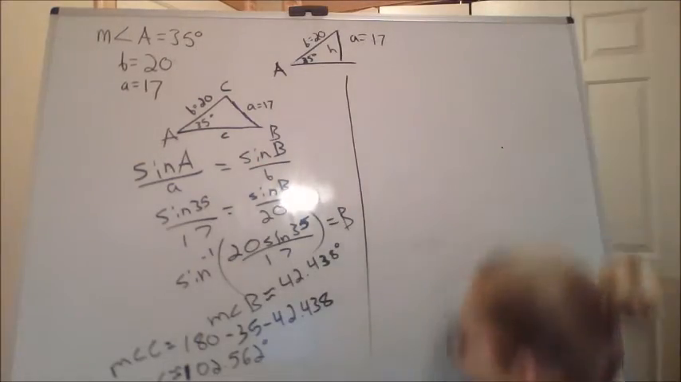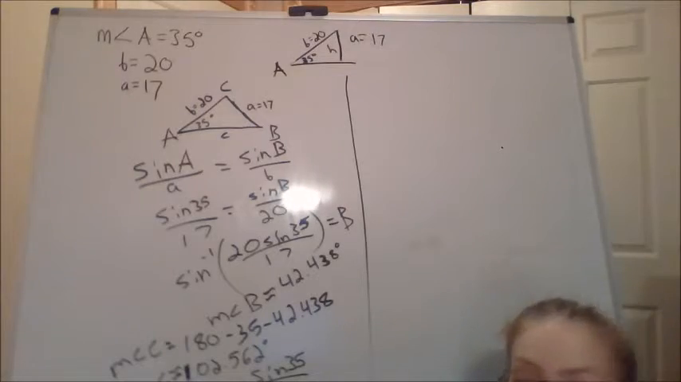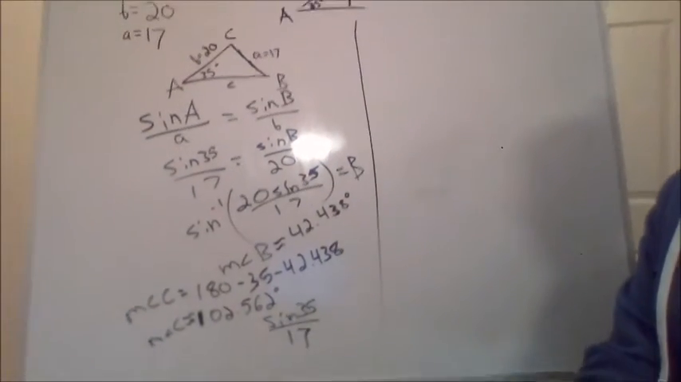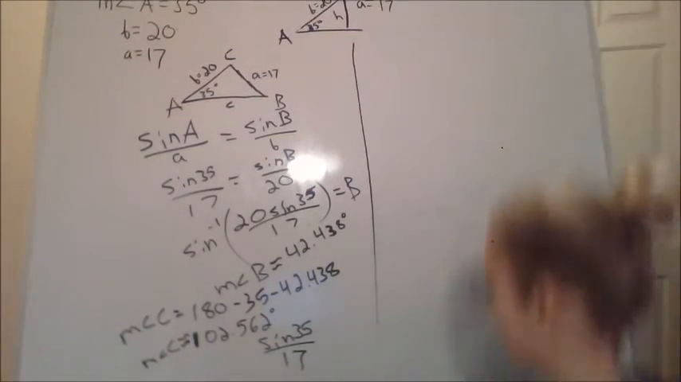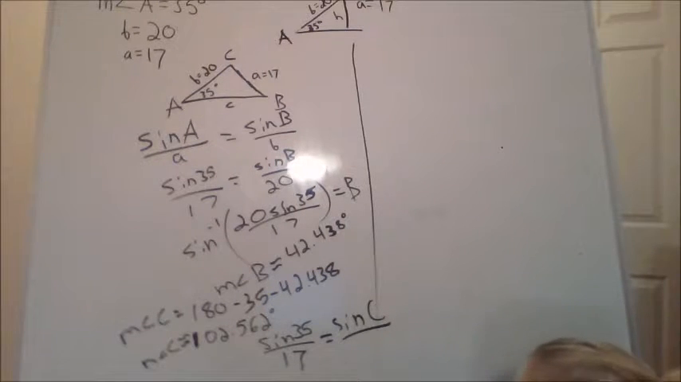So we're going to go sine of 35 divided by 17 is equal to the sine of C, which quite frankly I don't want to write out. I just have that stored in my calculator, divided by C, the side length.